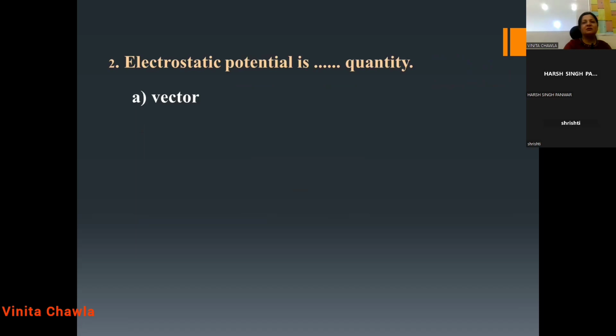Electrostatic potential is a dash quantity. Vector, tensor, scalar, none of these. Yes, it is a scalar quantity. It is work.